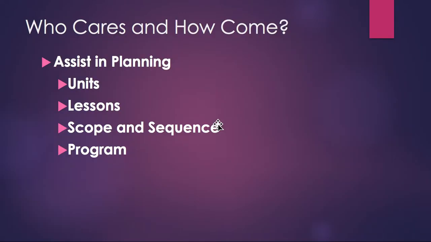All right, so who cares and how come? We use this to assist in planning and developing our units, our lessons, and the scope and sequence of our program. All of that is important, and of course, it's the foundation for how we ask our questions and how we write our objectives for our lesson plans. That is going to be the next lesson, writing objectives, and that's actually the last lesson. Once you've gone through that, you'll have everything you need to complete this course. But that is Bloom's taxonomy in a nutshell.